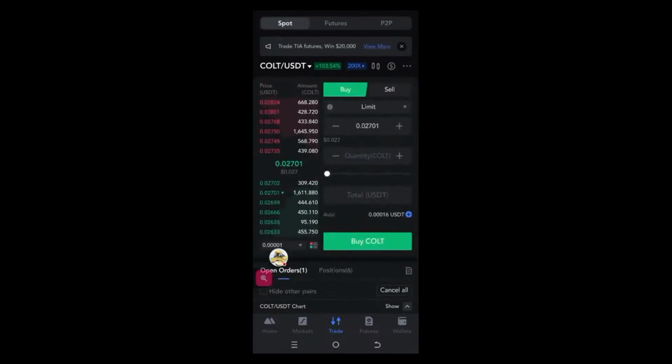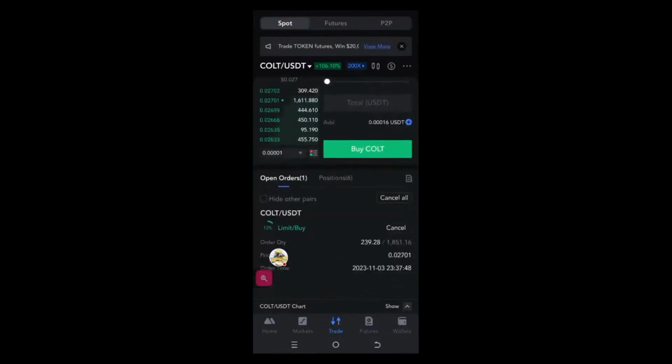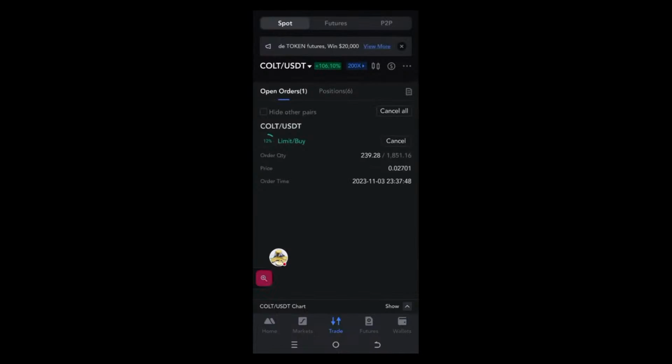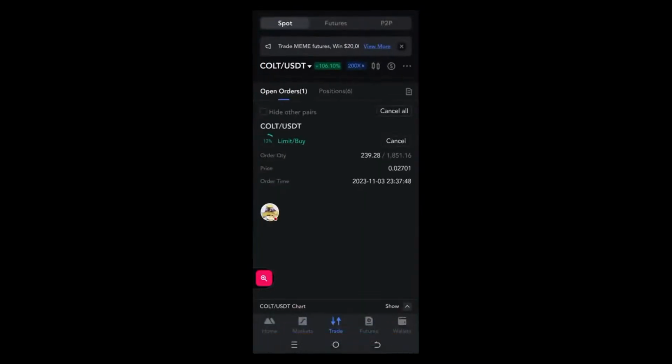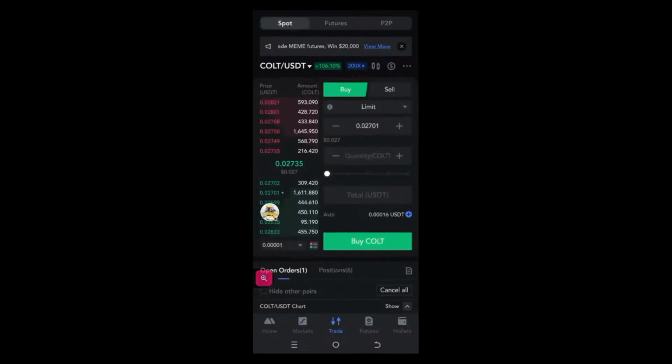What's the higher one? I think the higher one is 2735. Why is it such a high one? Okay, I think the reason is it doesn't even have enough. We're trying to buy how many? We're trying to buy 239. Oh, this is it. It doesn't have that much. Only 12%. That was all we could get.